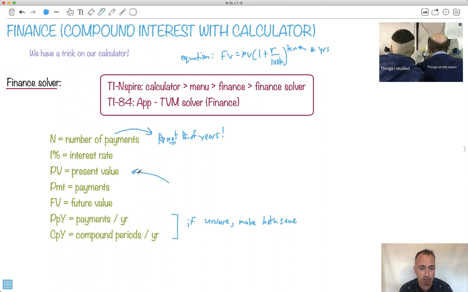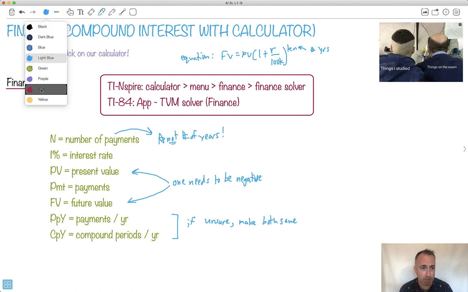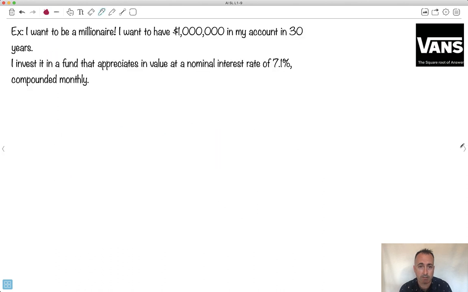And what's really interesting is very often one needs to be negative. So in case it ever gives you an error, I always just try to put what makes sense. But if it gives you an error, then just make one, either PV or FV, negative. That's a little bit weird, a little bit finicky that it does that. And what you do is you press enter on the one that you want to solve. If you're on the TI Inspire. If you're on the 84, I think there's a little solve button on your calculator, I remember it being green, you press solve and away you go. Let me show you, if you saw the last video, we're going to do the same example.